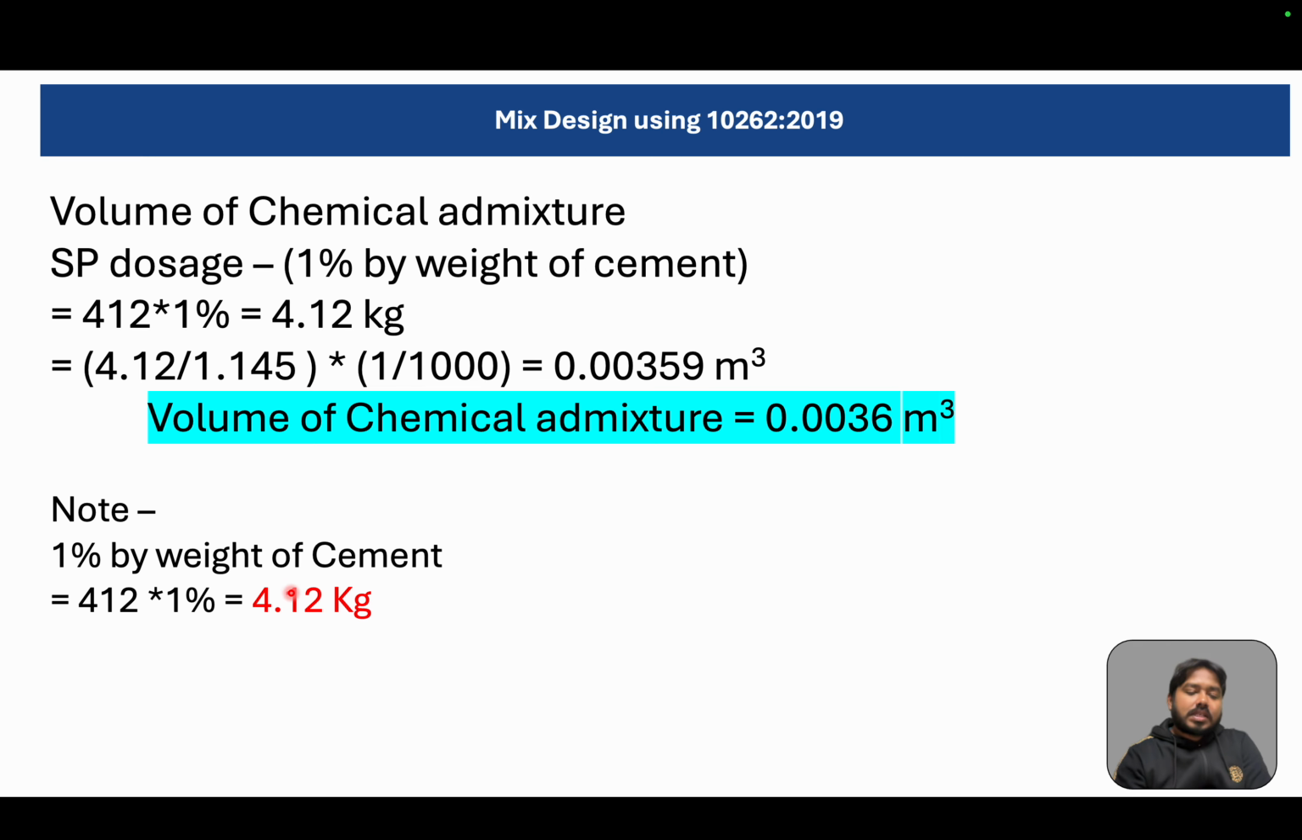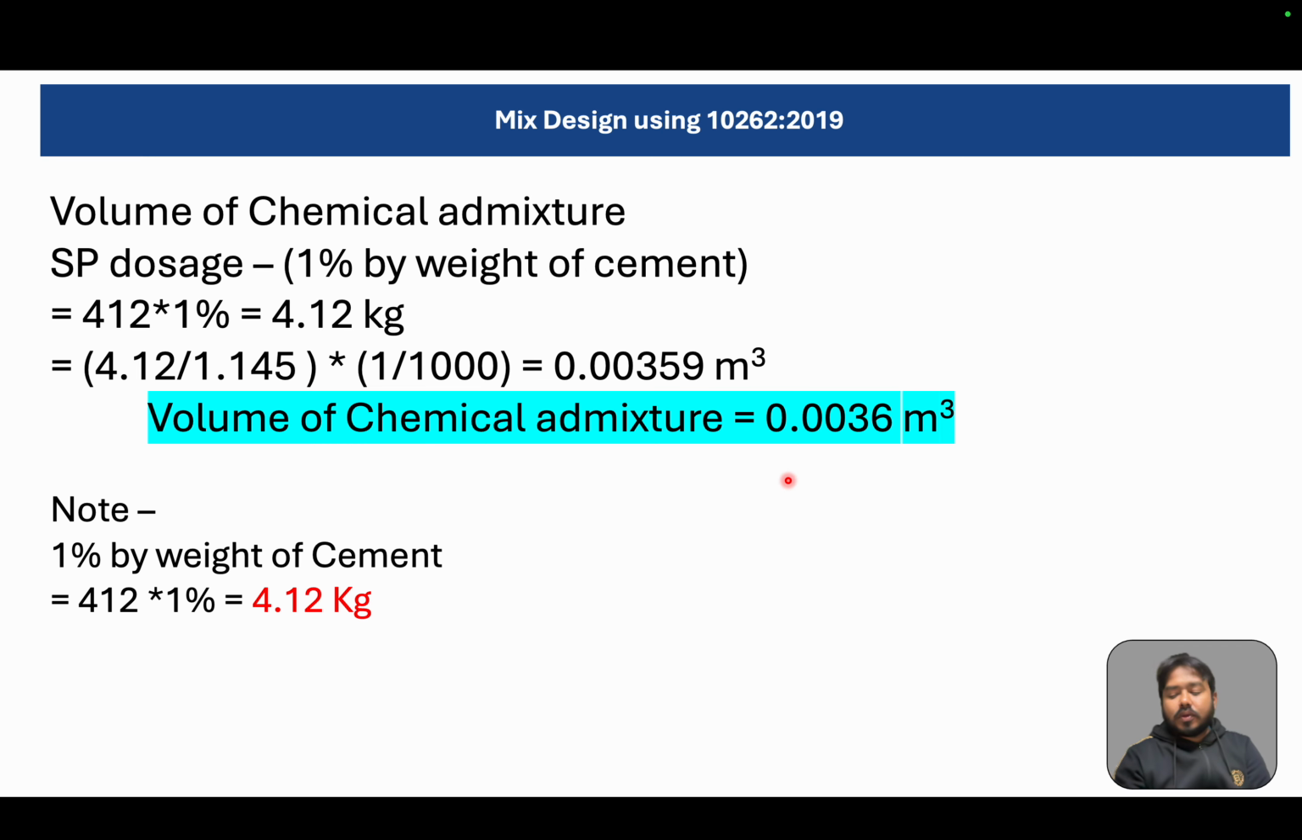Now, based on the same formula, mass of the superplasticizer divided by specific gravity into 1 by 1000, I will calculate the volume of superplasticizer, because all the ingredients I am using for my mix design, I need to convert into volume. So 4.12 kg divided by the specific gravity of superplasticizer, that is 1.145, into 1 by 1000, I am getting 0.00359. To be safe, I take the higher value, so it is 0.0036. So my volume of the chemical admixture is 0.0036.